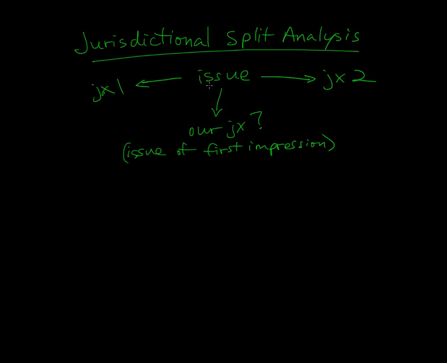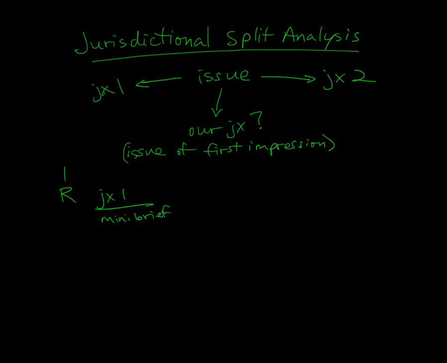So the way we organize our memo for an issue of first impression, or a jurisdictional split analysis, is we explain what jurisdiction 1's rule is, and the reasoning behind jurisdiction 1's rule. And then we give an example of how a court in jurisdiction 1 applied its rule to a certain situation and reached a particular outcome. Essentially, we mini-brief a case from jurisdiction 1, just like we do when we're IRACing with cases. So we're still IRACing. We start with the issue, but then when we get to the rule, we might have a heading for jurisdiction 1, and we do a mini-brief.